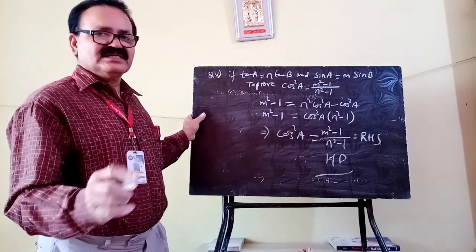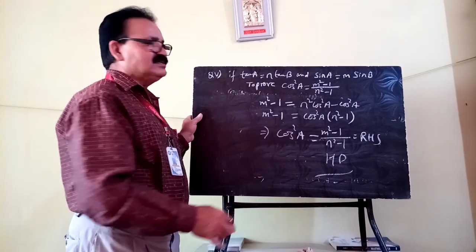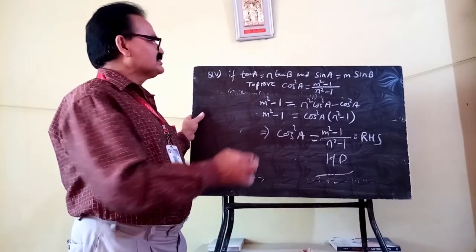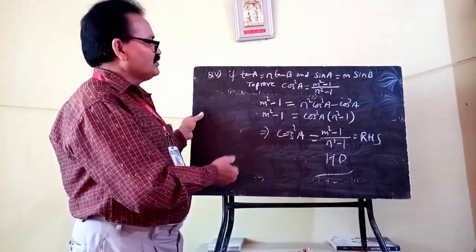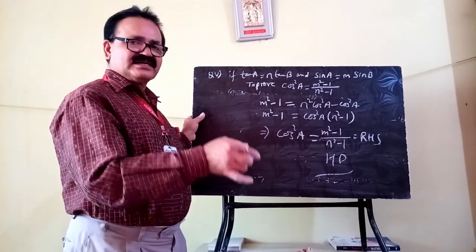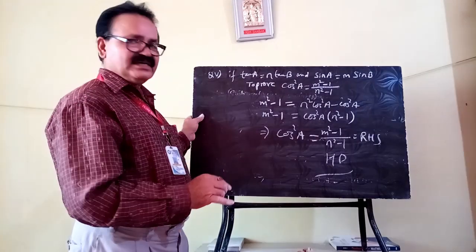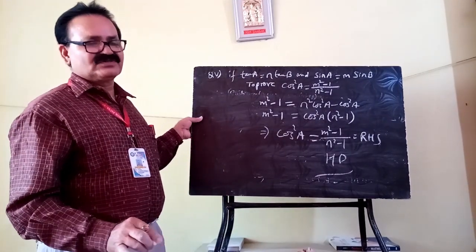Okay, you have seen so many examples of conditional identities. Certain things are given in the condition, and you have to eliminate as per the required question.